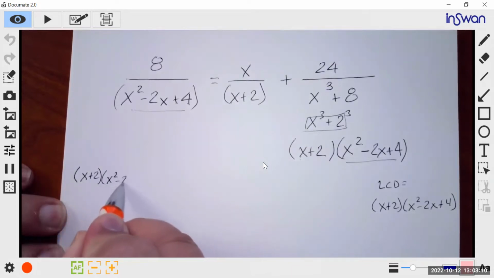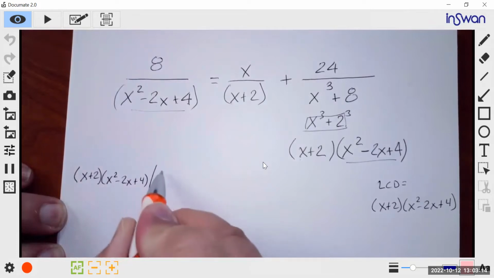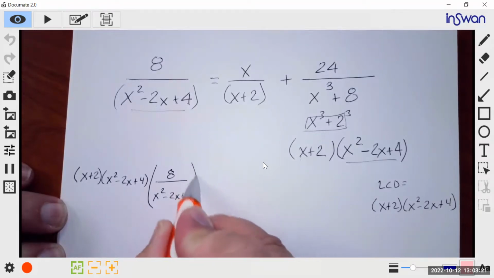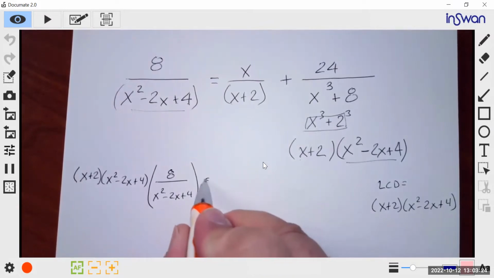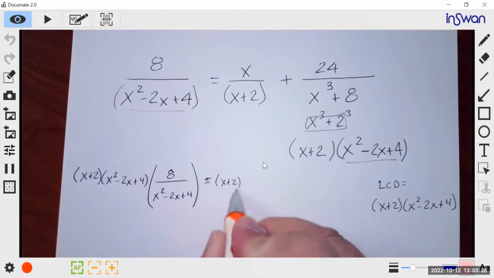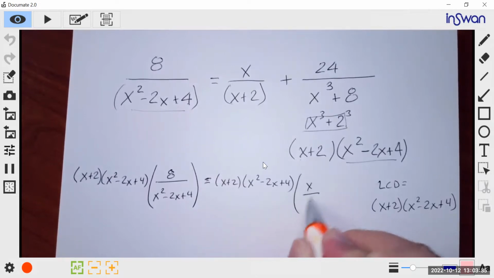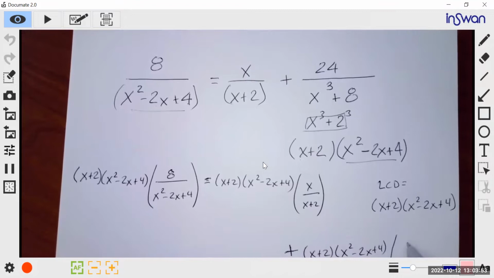x plus 2, x squared minus 2x plus 4, times 8 over x squared minus 2x plus 4, equals x plus 2, x squared minus 2x plus 4, times x over x plus 2, plus x plus 2, x squared minus 2x plus 4, times 24 over x plus 2, x squared minus 2x plus 4.